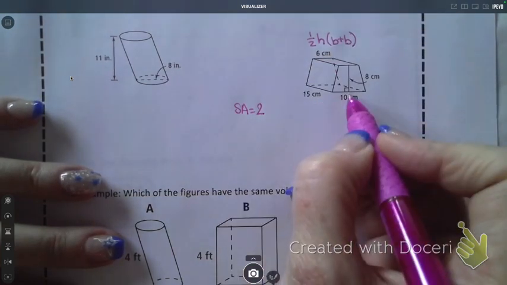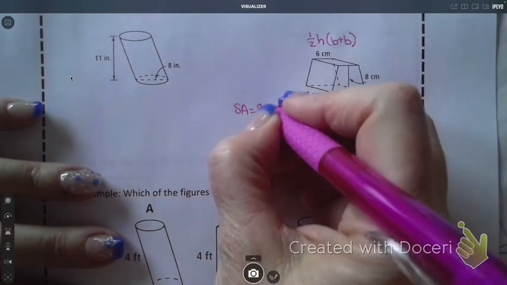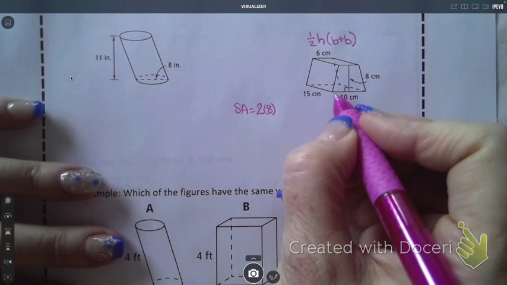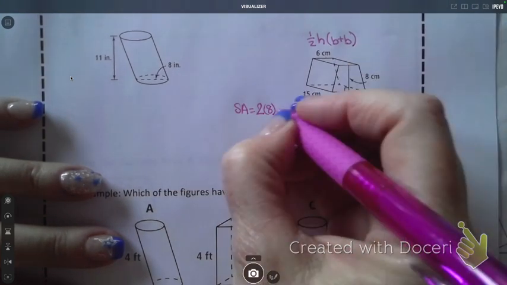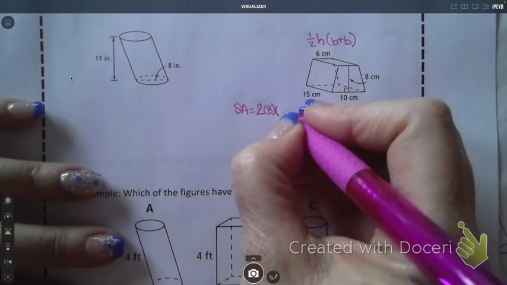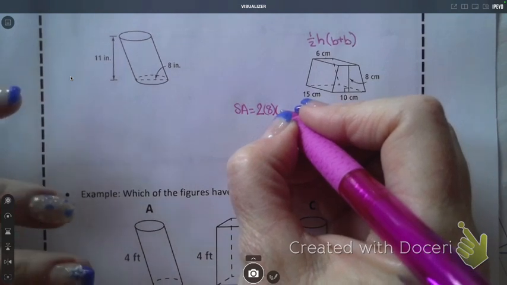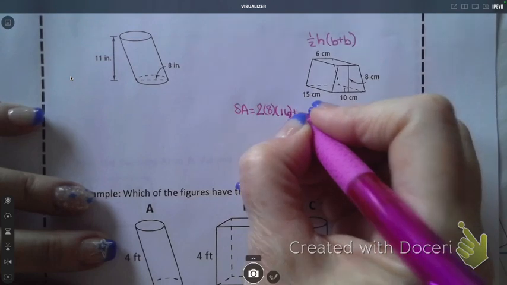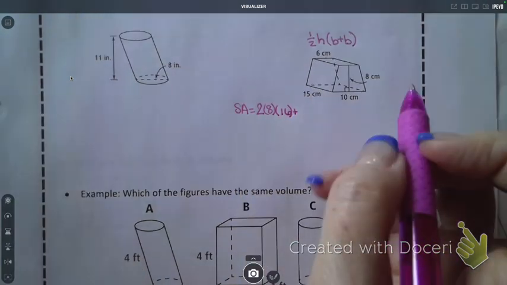8. 8. 6 plus... and what's the base? 6 plus 10. Do I have to write 6 plus 10 or can I just put 16? You just put 16. Everyone okay with just 16? Okay. Plus 15 times 8.